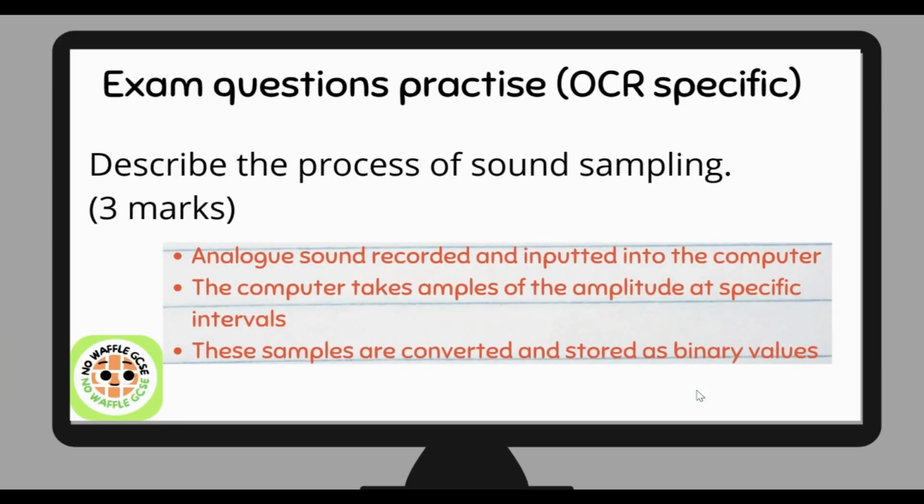So the analog sound is recorded and inputted into the computer. The computer then takes samples of the amplitude at specific intervals. These samples are then converted and stored as binary values. And then you can add a further point, which is that the computer can then read and regurgitate this information so that you can hear back that recording.